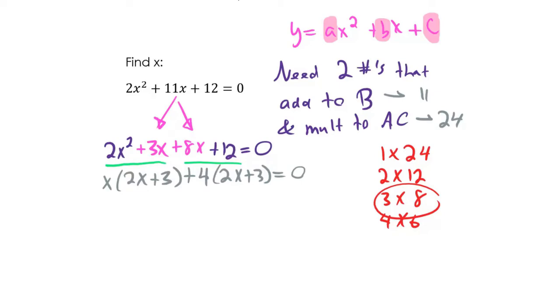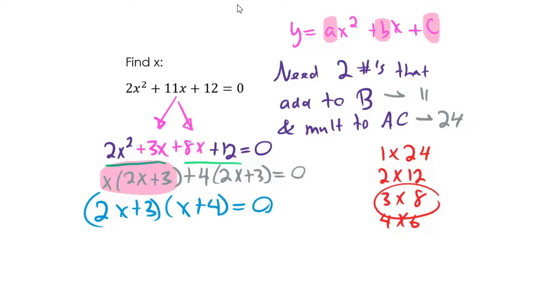But assuming they do match, which they do here, you can take out the 2x plus 3, and when you do that, it leaves you with x plus 4. Now, why were we able to do that? Because we had two terms, and those two terms both had a factor of 2x plus 3. So we factored out the greatest common factor there, which was actually 2x plus 3.